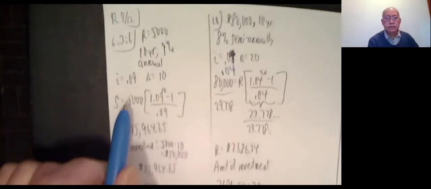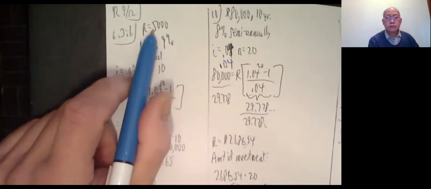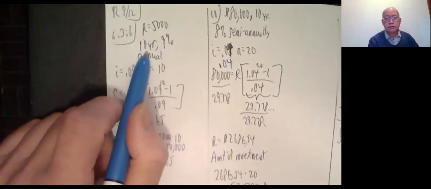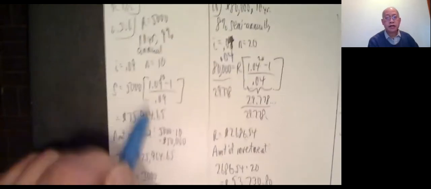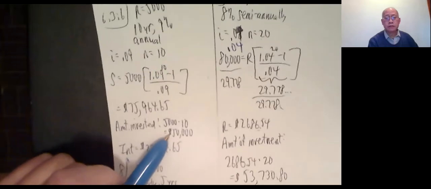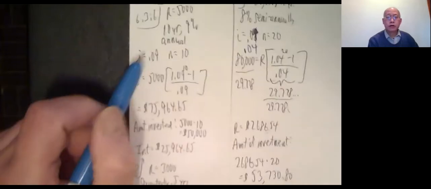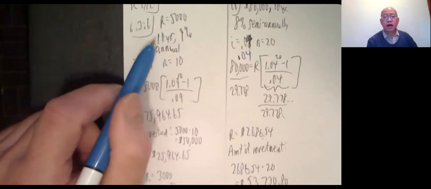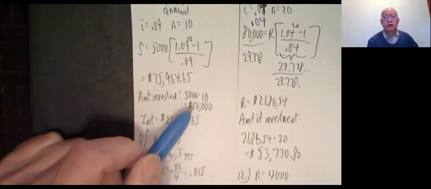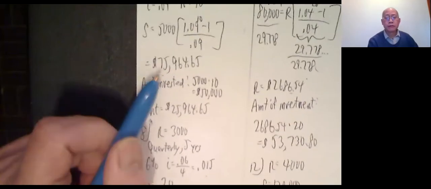Okay. Now, how much did I invest? $5,000 10 times. 5,000 times 10 is $50,000, right? First year, 5,000. Next year, 5,000. Next year, 5,000. For 10 years, 50,000. But what's the actual value of the investment?